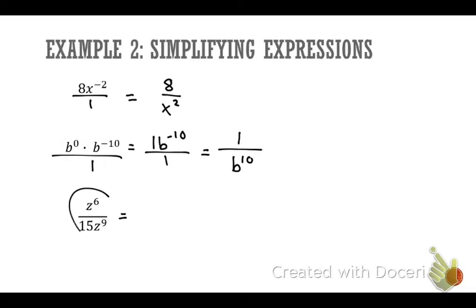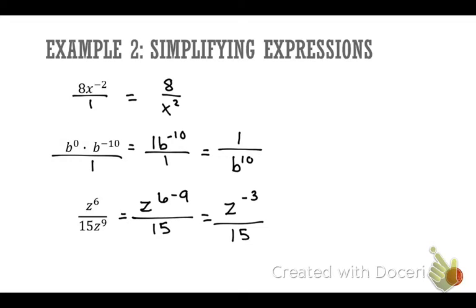Last one. So I have my z's. So I have z to the power of 6 minus 9 over 15. All right, so let's see if history is going to repeat itself from the last slide. What is 6 minus 9? Z to the power of negative 3 over 15.